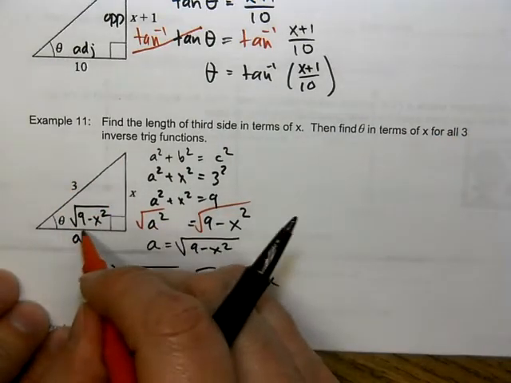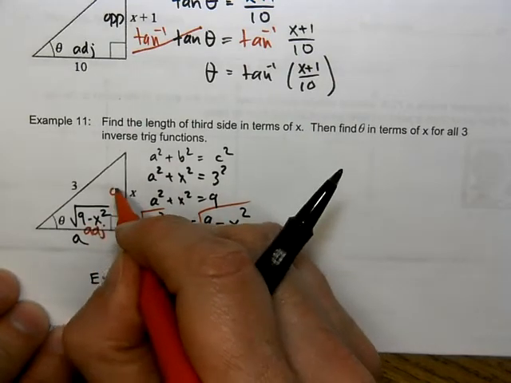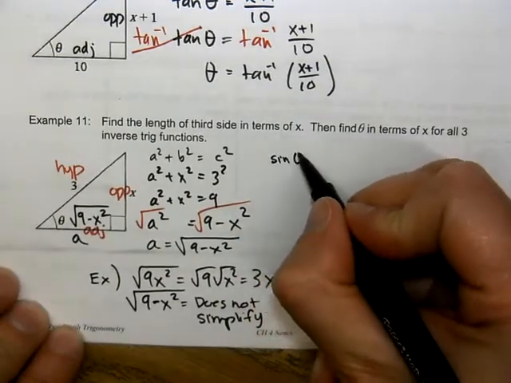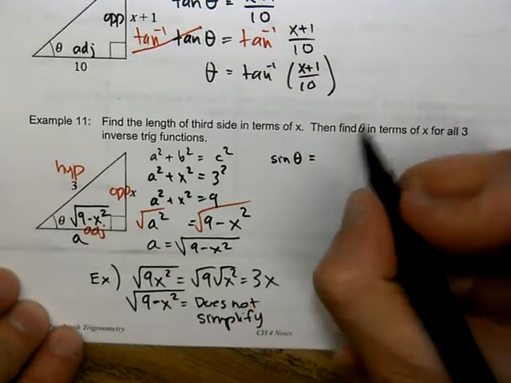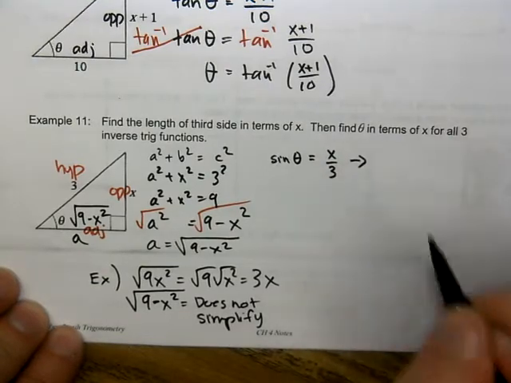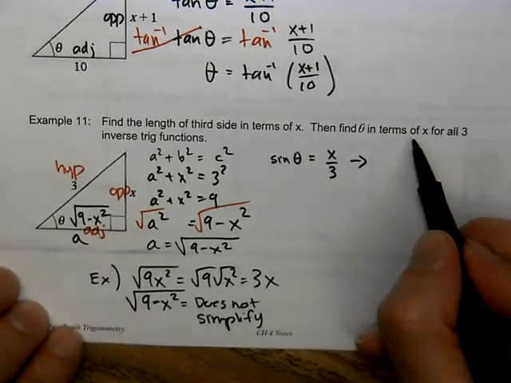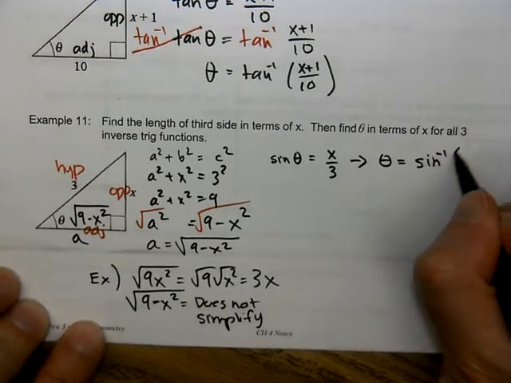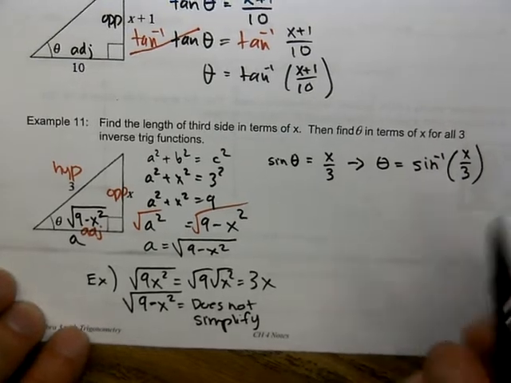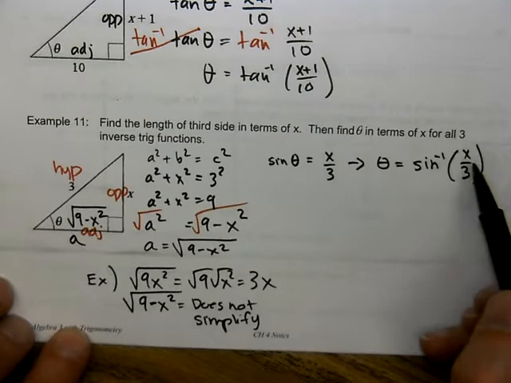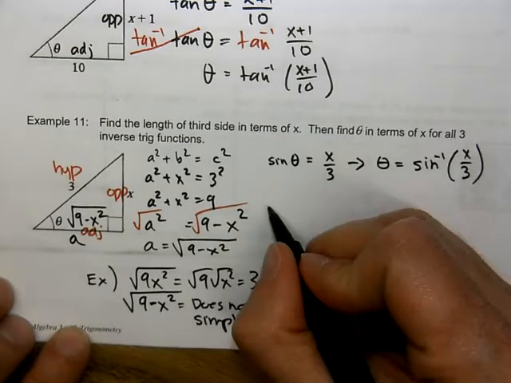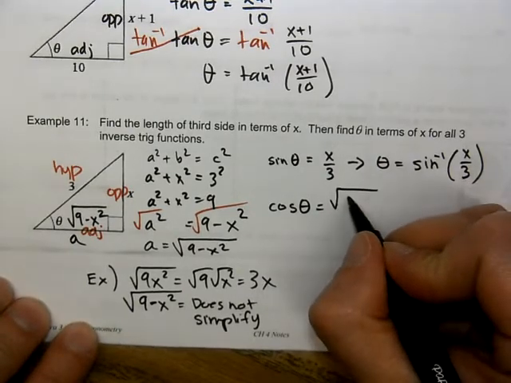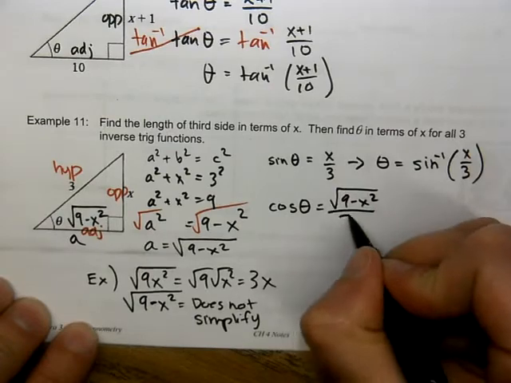So once again, here's the adjacent side, here's the opposite side, here's the hypotenuse. The sine ratio, sine of theta, is opposite over hypotenuse. Okay, but the way they're asking us is they want you to find theta in terms of x, so get theta by itself. So that means you have to take the inverse sine of both sides, and now it's like this. Theta equals the inverse sine of x over 3, the opposite over hypotenuse. Cosine is your adjacent over hypotenuse. So that's the radical 9 minus x squared all over 3.